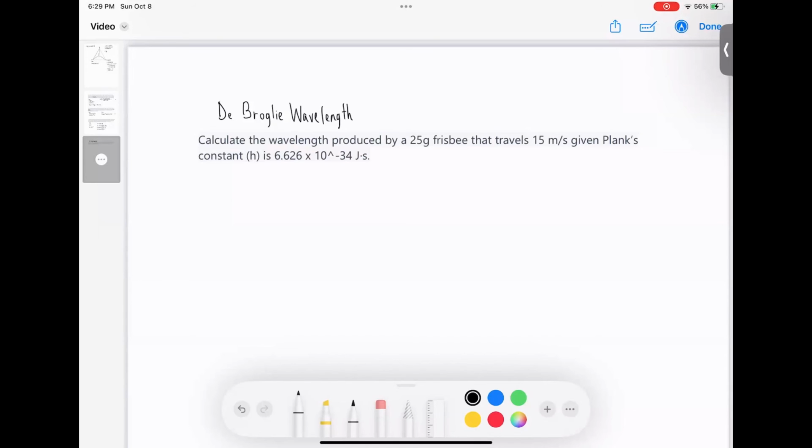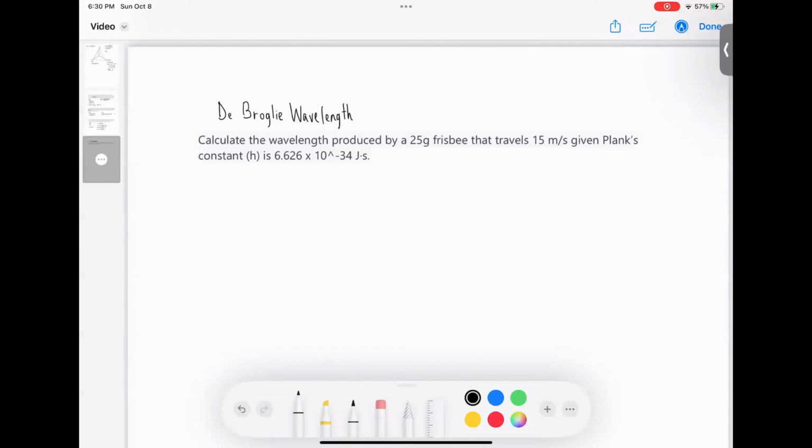All right, this is something that is not included in the Holy Trinity, unfortunately, but it has a very simple formula, I should say. All right, so let's read the question. It says, calculate the wavelength produced by a 25-gram frisbee that travels 15 meters per second, given Planck's constant.